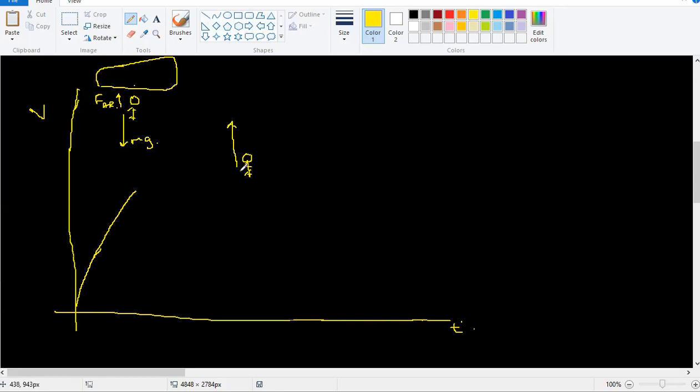So as air resistance increases, listen carefully and draw carefully. All these things have a meaning. This arrow should be smaller, this arrow should be bigger, but the weight does not change. The weight is always the same.